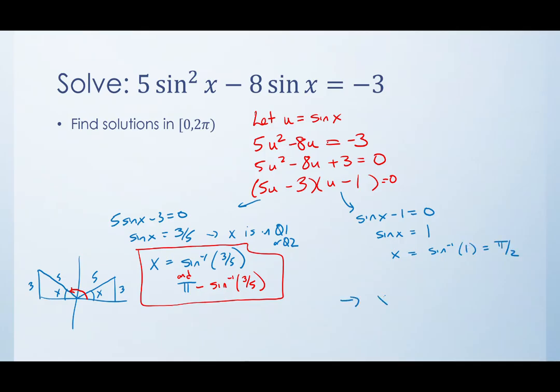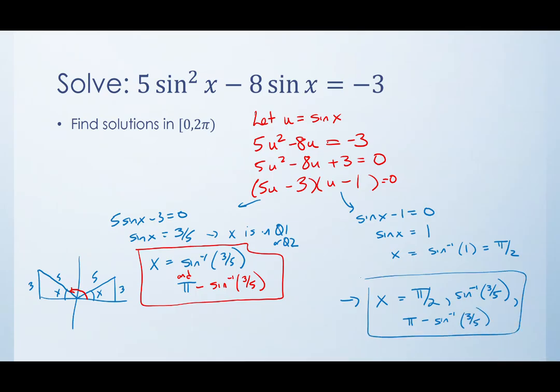So our answers, we have one that we kind of know as a number, pi over 2. The other two we're going to have to put as expressions in terms of inverse sine. But if you needed to know the actual decimal approximation, throw it in your calculator. It's all good. All right, but generally on the tests, I'm going to want it as exact, and this would be the place to leave it.